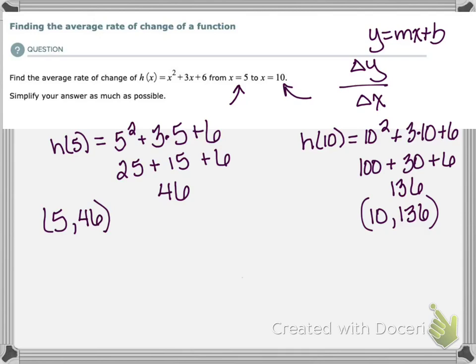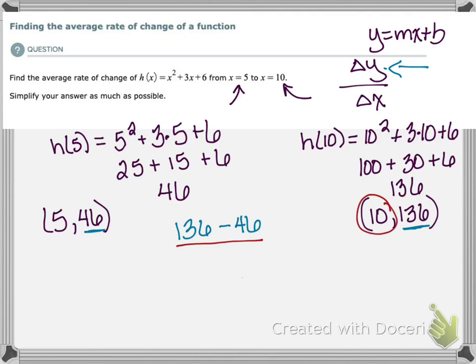So now what I'm going to do is my change in y is in my numerator. So I'm going to take 136 and I'm going to subtract 46. Okay? 136 minus 46. And I wrote down 134. I don't know why. Sorry about that. 136 minus 46. Then I'm going to divide that by my change in x.